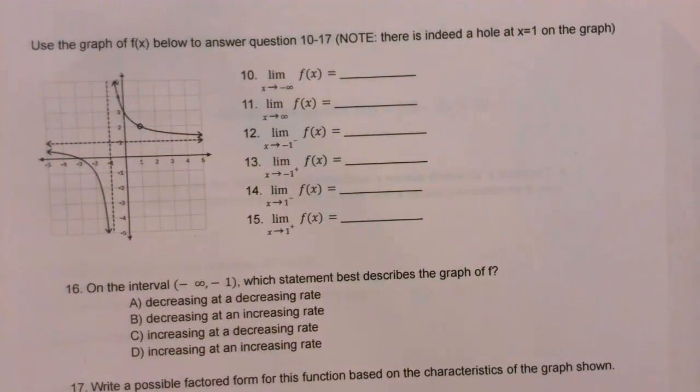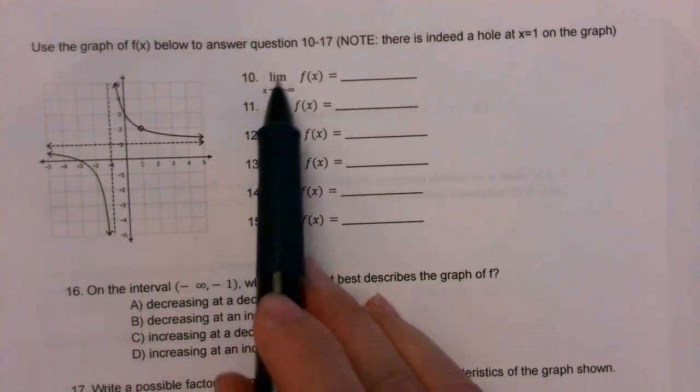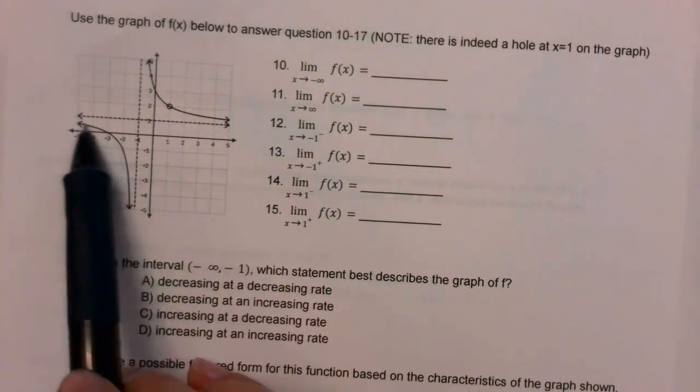Use the graph below to answer questions 10 through 17. So these are all limit statements. All right, number 10. Limit as x goes to negative infinity. Folks, I'm talking about the far left end behavior.